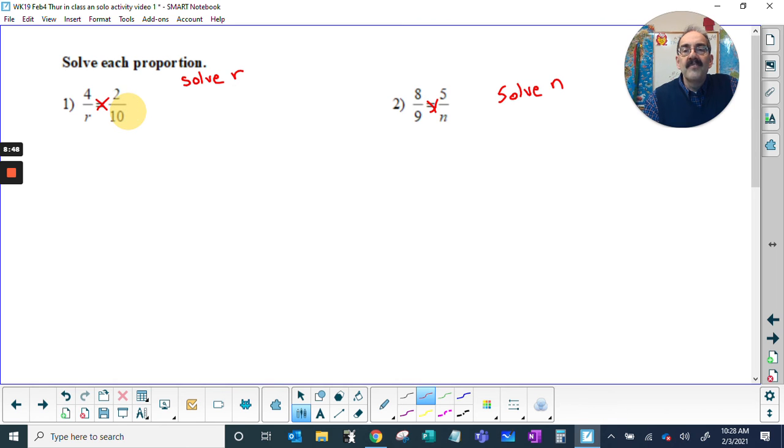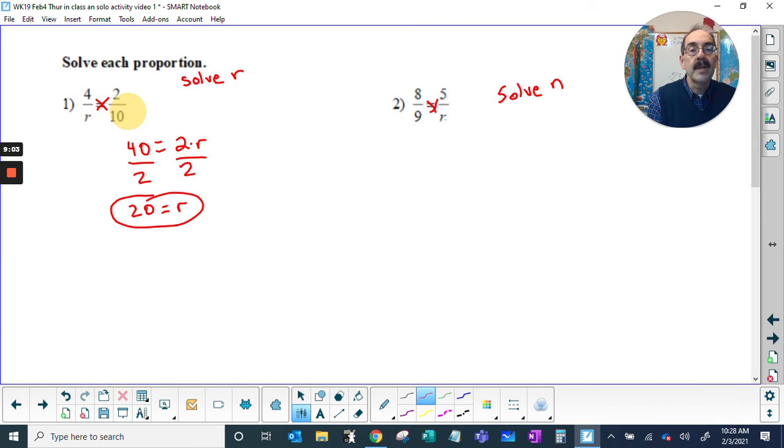Okay, 4 times 10 is 40. 2 times R is 2 times R. Undo the multiplication by dividing, and R is 20. Do it again. 8 times N is 8N. 5 times 9 is 45. Undo the multiplication. N is 45 over 8.